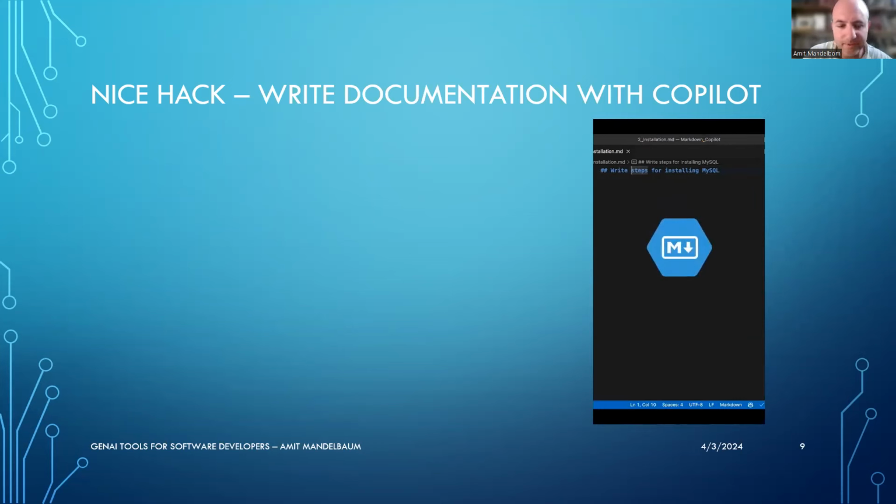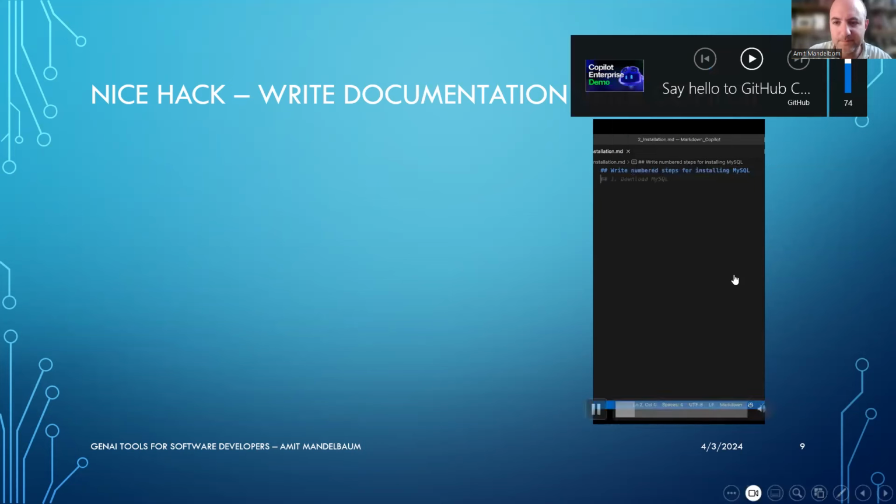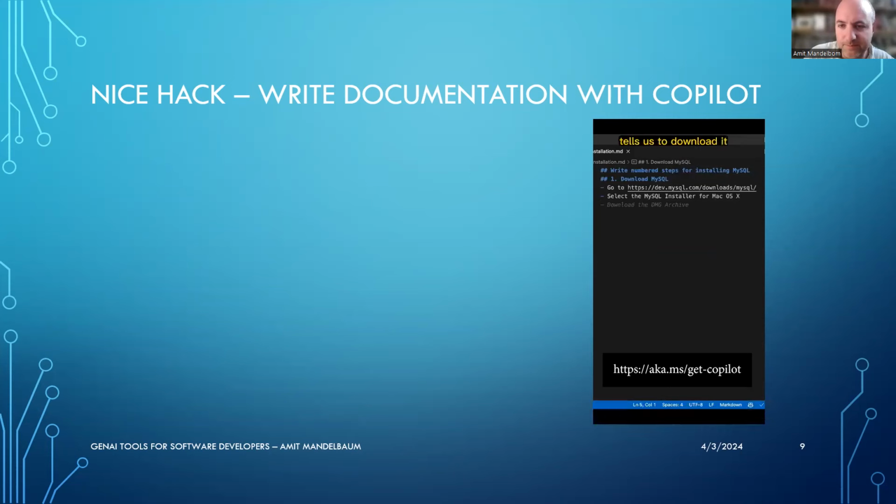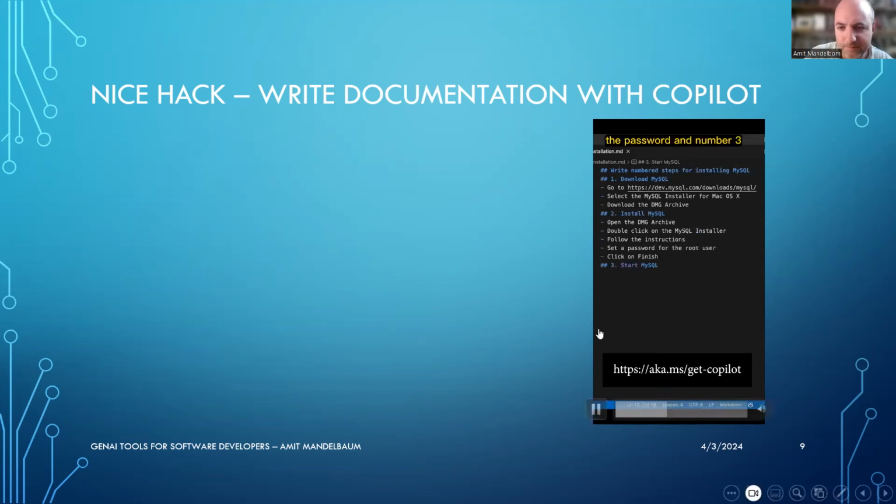In Markdown, in this example, let's give it a shot. Let's make this numbered. And then we're going to tab through accepting everything Copilot gives us by default. It tells us to download it, the steps for that, then installing it, the detailed steps for that, following the instructions, the password. Then number 3, we're at starting. We can stop here, but as we can see in this example, the user just wrote the start, write numbered steps for installing MySQL, and GitHub Copilot wrote all the rest. And by the end of the video, we have a complete guide of how installing MySQL works.